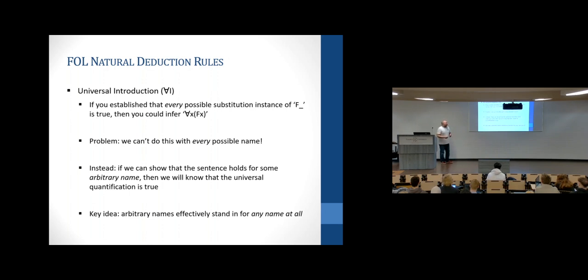Well, here's what we do. If we can show that our sentence, the F blank, holds when we plug in what we'll call an arbitrary name, then we'll know that the universal quantification is true. And the arbitrary name is, much as the name suggests, a name that just stands for no one and everyone.